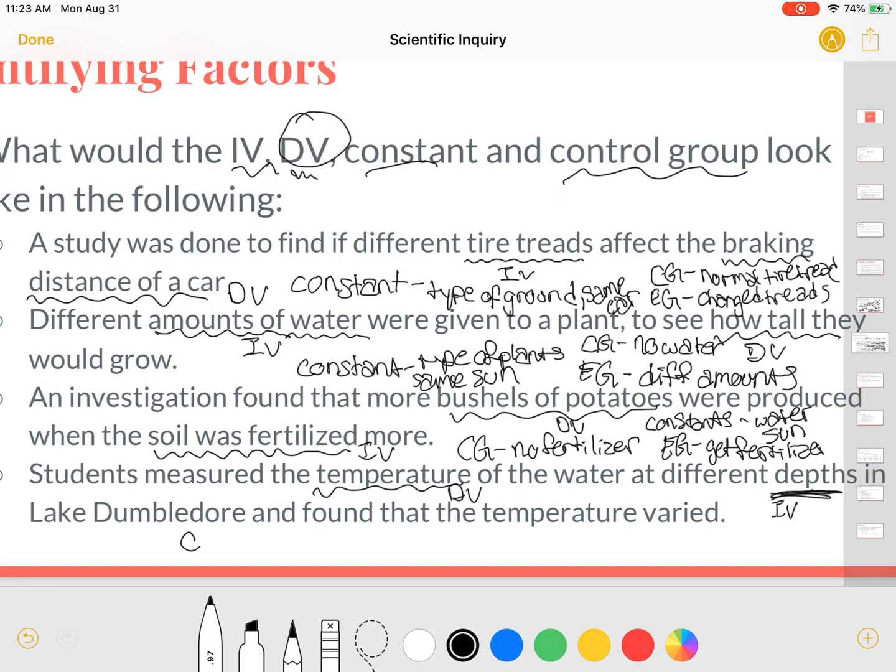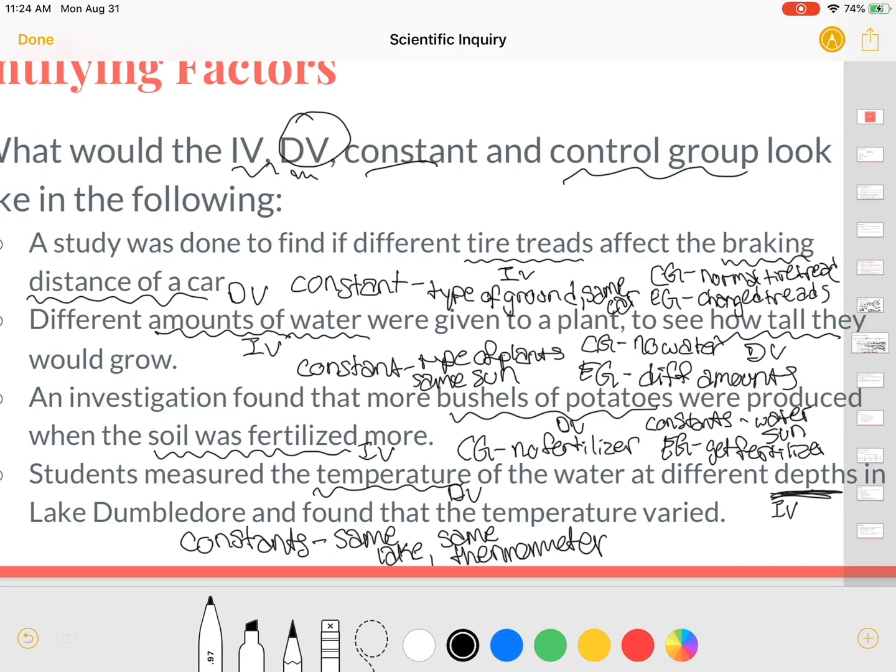Our constants, so things we want to keep the same. Well, we'd want to keep the same lake. We'd want to keep the same thermometer. Different thermometers measure differently sometimes. Some are better than others, so we'd want to make sure we're keeping the same one to actually be able to compare.